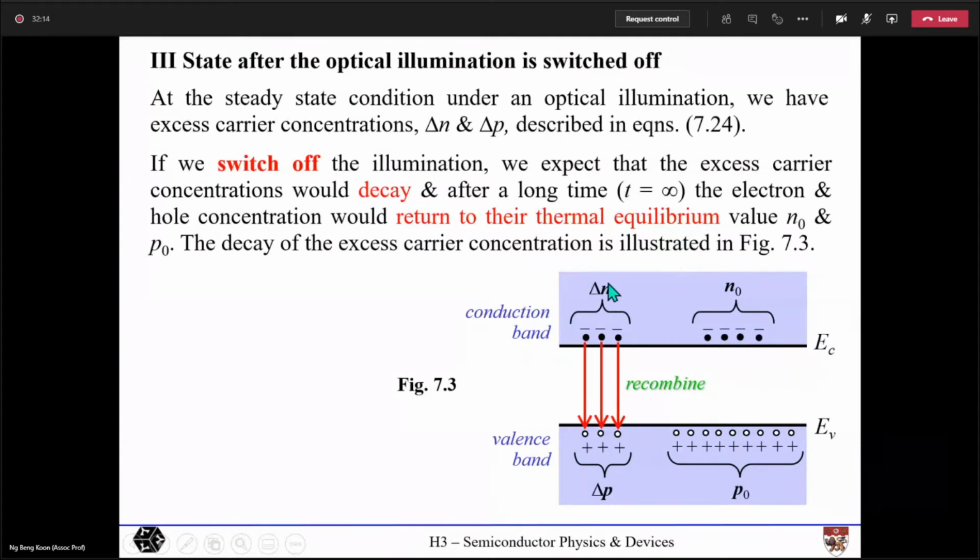So the way to analyze this will be, of course, using the rate equation. Here we are, again, assuming that we're looking at a p-type semiconductor. From the figure, you can see it's quite obvious: the p naught is more than your n naught, so it must be a p-type semiconductor, and you have this extra bunch of excess carriers.